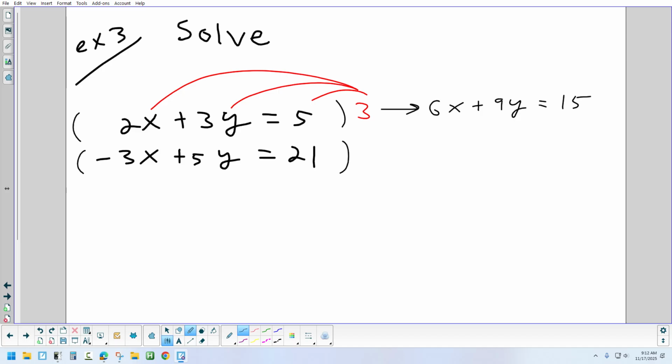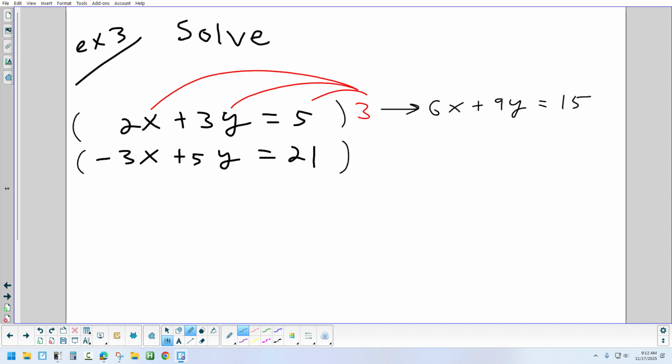Yeah? On the test, are we going to have the choice between substitution and elimination? I think for most of the problems, you'll be able to pick the method. There might be one or two that specifically say, like, use substitution. Yeah. But on a lot of them, you'll get to pick.